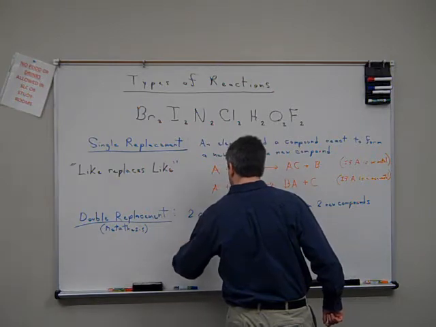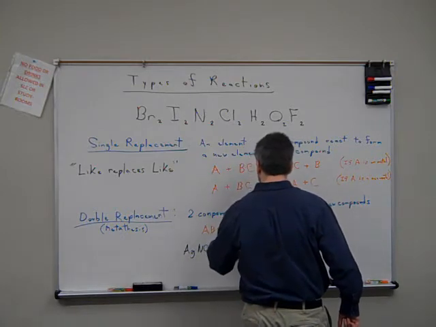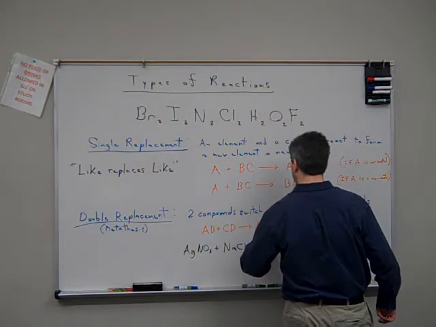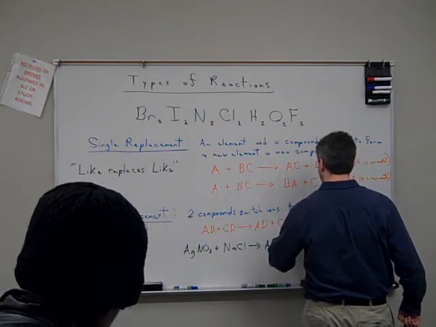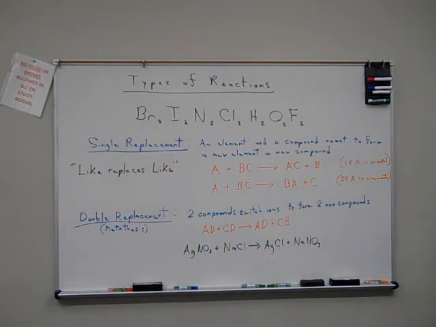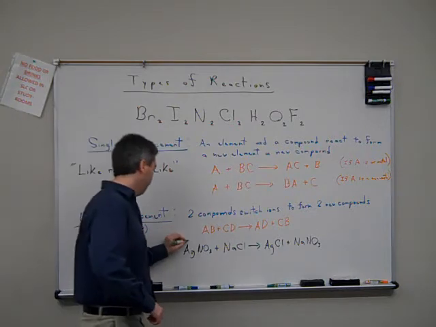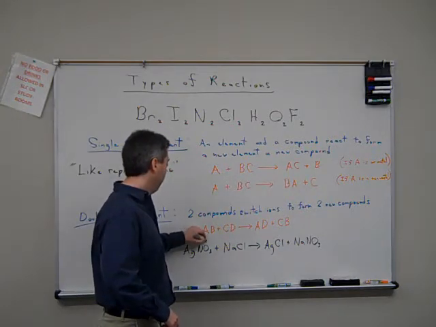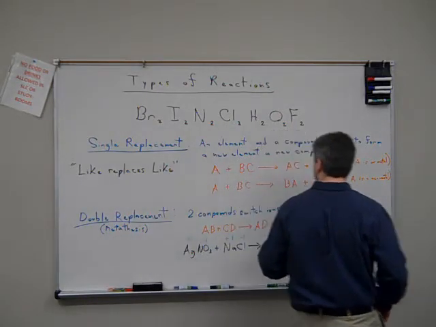An example of this type of problem would be like AgNO3 plus NaCl goes to form AgCl plus sodium nitrate. So one thing to keep in mind here, the charge on silver here is +1, charge on nitrate is a -1, charge on sodium is a +1, charge on chlorine is a -1.